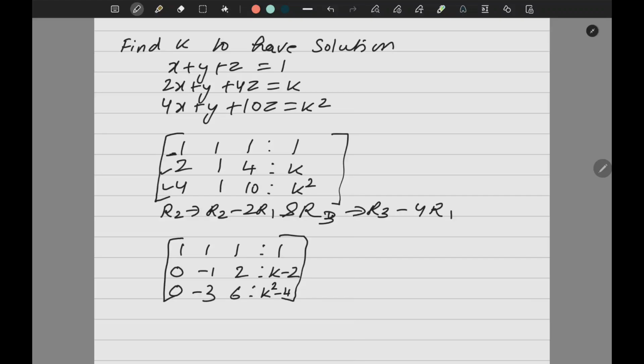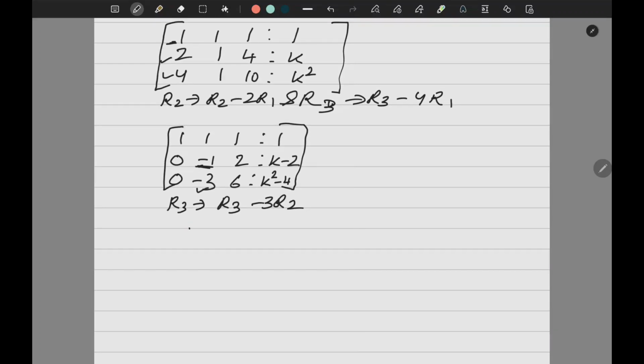Right? Now, once you have reached here, using this element, you need to make this element 0. So what is the best thing? In R3 you apply R3 minus 3R2. Correct? So when I apply this, what will I get?